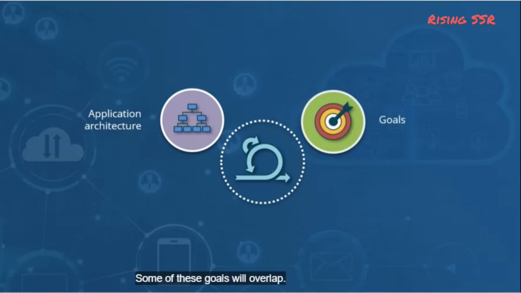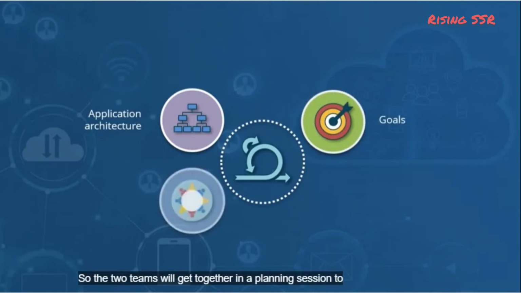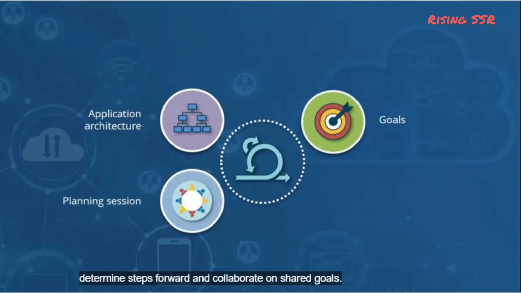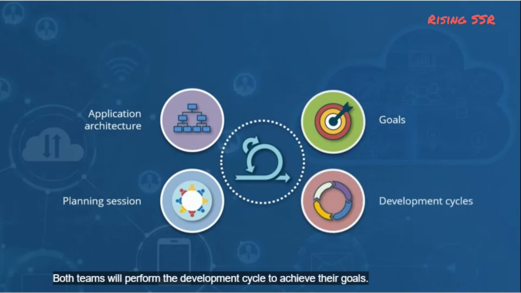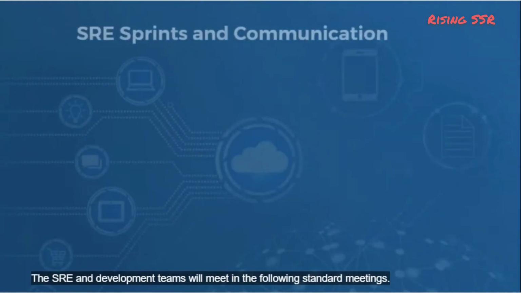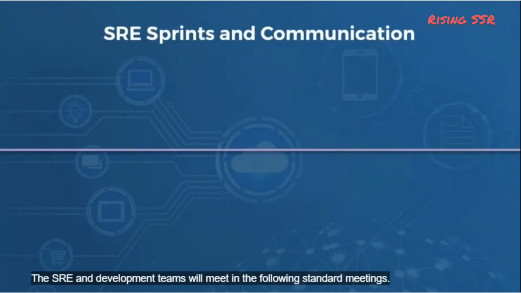Some of these goals will overlap, so the two teams will get together in a planning session to determine steps forward and collaborate on shared goals. Both teams will perform the development cycle to achieve their goals. The SRE and development teams will meet in the following standard meetings.